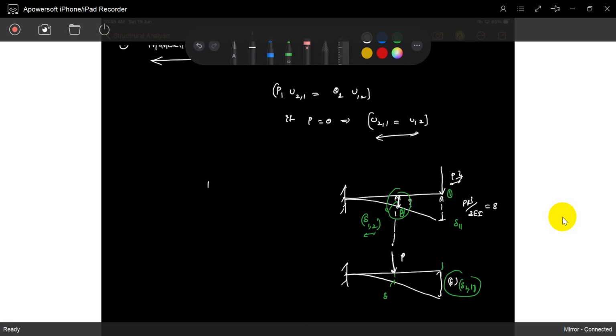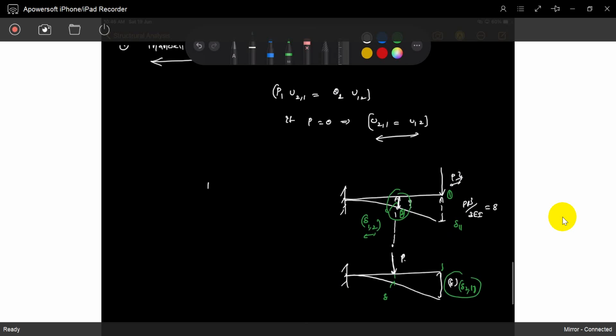How? See, write it. The work done by the first direction force P, through the displacement produced by the second system, is P delta 21. Understood? This is equal to the work done by the second system of forces P through the displacement produced by the first system of forces, P delta 12. Understood? If these two work terms are equal, these two deformations are compulsorily equal. So that's it.